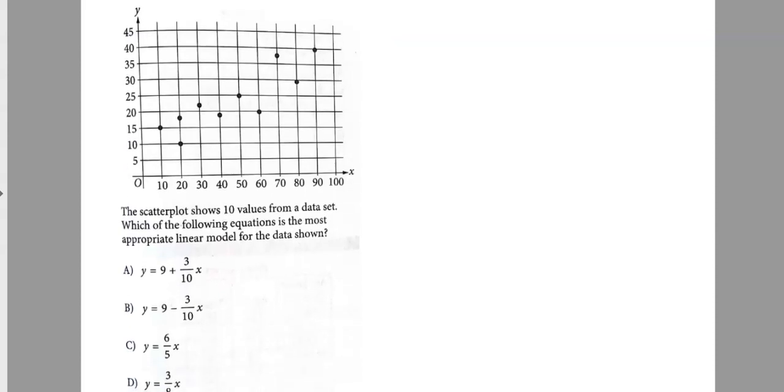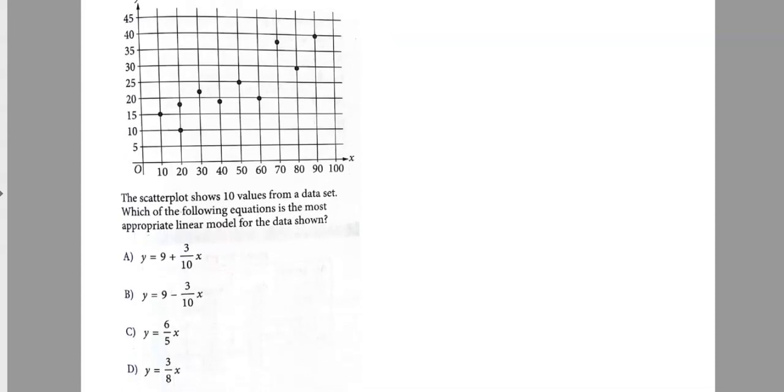So this looks like some sort of a scatter plot. And the scatter plot shows 10 values from the data set. Which of the following is the most appropriate linear model for the data shown? Well, I'm just going to generically draw some line in here that looks pretty close. So, I don't know, maybe something like this. That's a line that looks somewhat close.